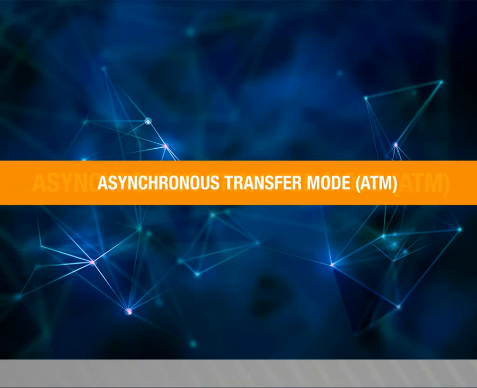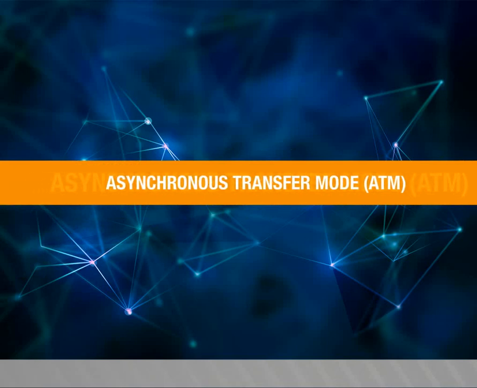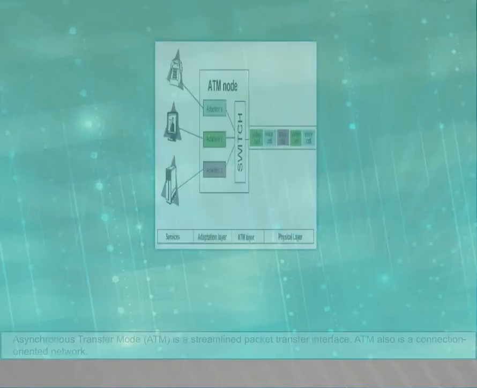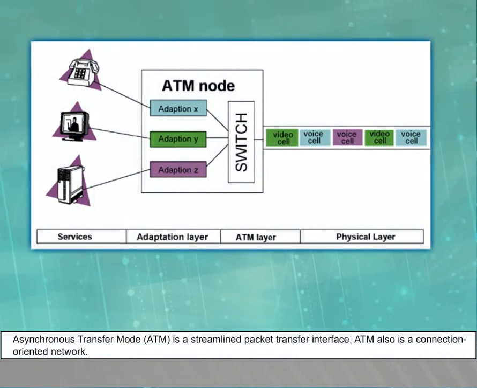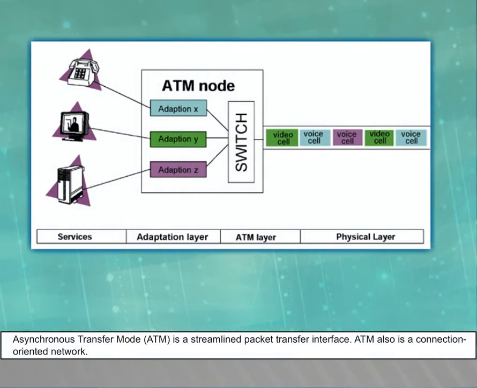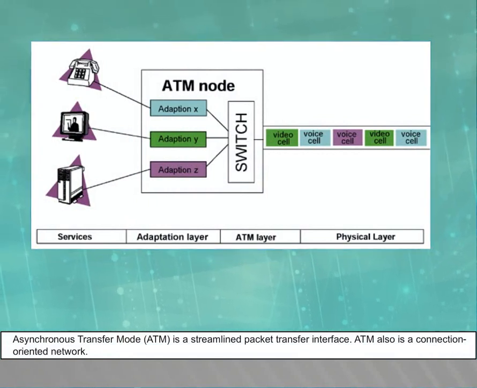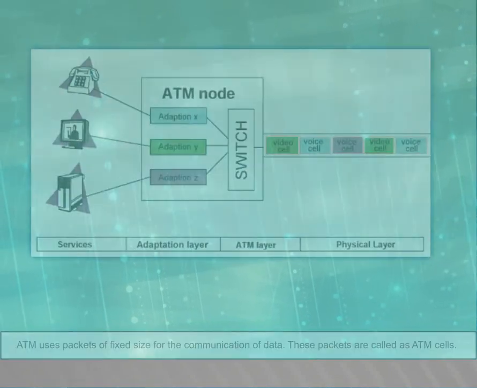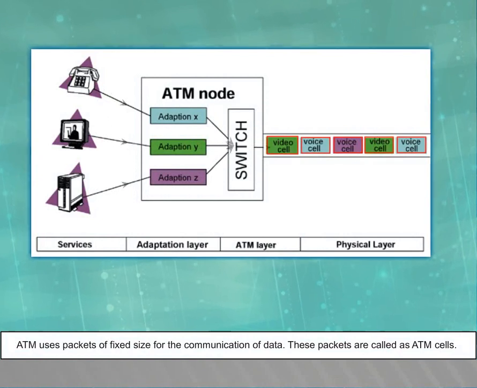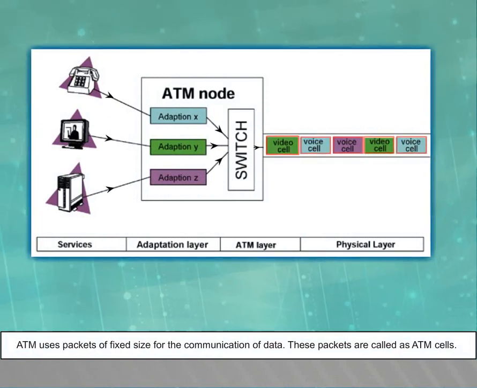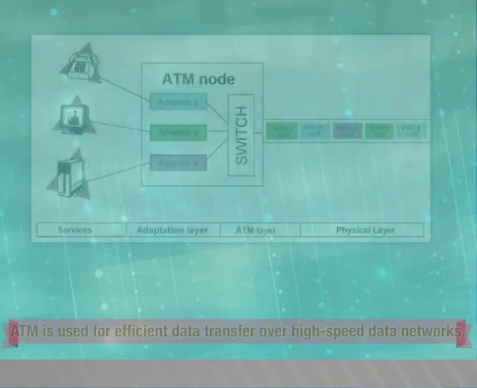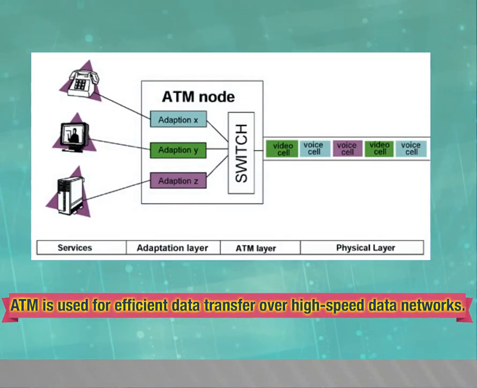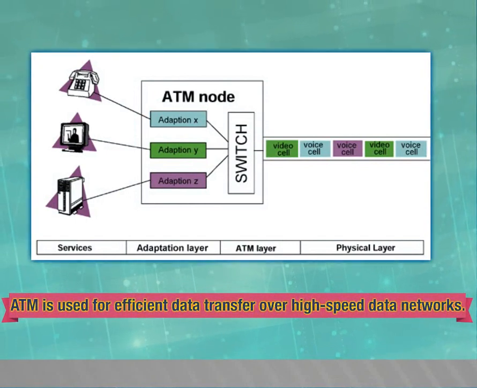Asynchronous Transfer Mode (ATM). We are going to see about Asynchronous Transfer Mode (ATM) in this video. Asynchronous Transfer Mode (ATM) is a streamlined packet transfer interface. ATM also is a connection-oriented network. ATM uses packets of fixed size for communication of data. These packets are called ATM cells. ATM is used for efficient data transfer over high-speed data networks.